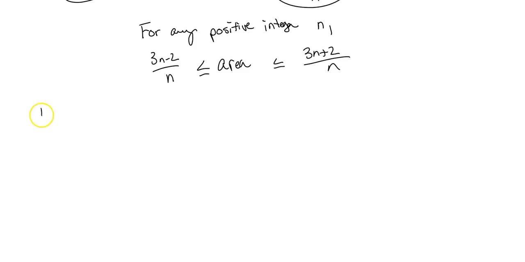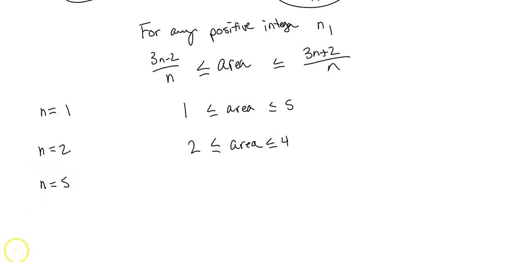Now, one reason why this is interesting, if I let n equal 1, I would get that my area was between, let's see, that would be 3 minus 2 over 1, which would be 1, and 3n plus 2 over n would be 5. If I let n equal 2, I would get that it had to be between 2 and 4. So you can see that that does bring it in a little bit closer.